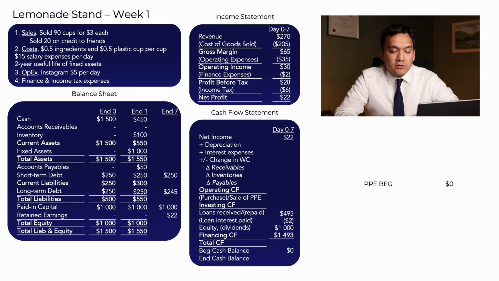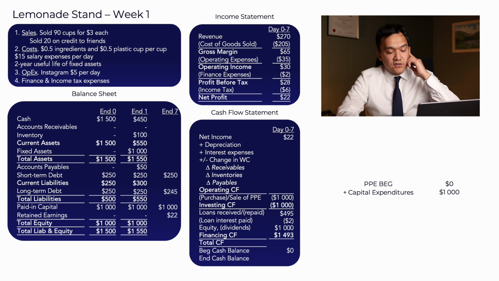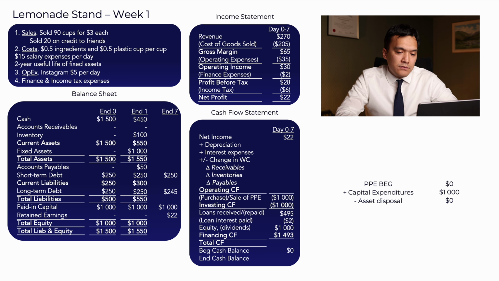Now let's have a look at our fixed assets. At the beginning of the period, we had $0 of fixed assets, and our balance increases by capital expenditures. We spent $1,000 on our stand and on our mixer. So we show in the cash flow statement $1,000 were spent on the fixed assets, and we have investing cash flow of $1,000. We haven't sold any of our assets, so we have $0 of asset disposal.